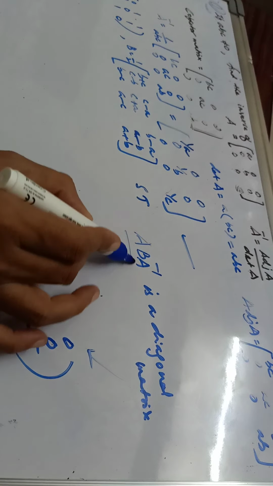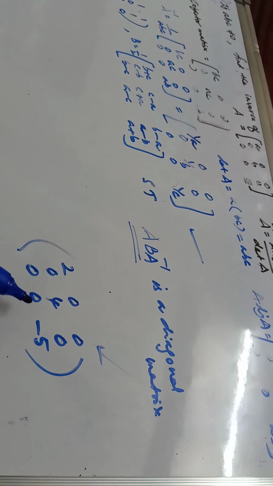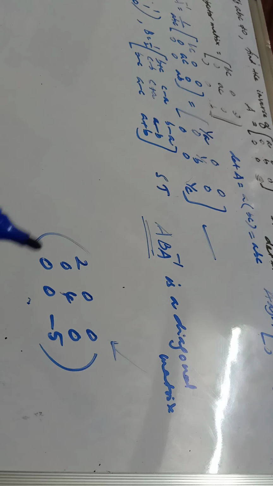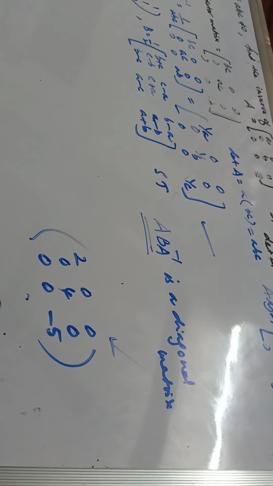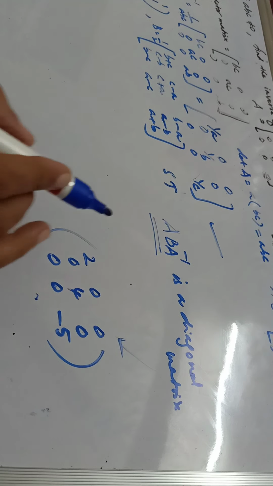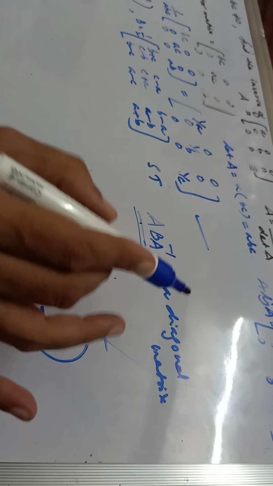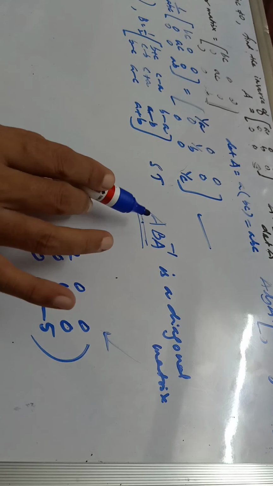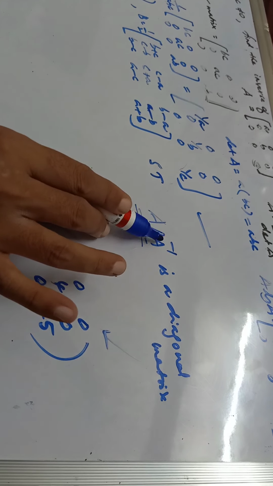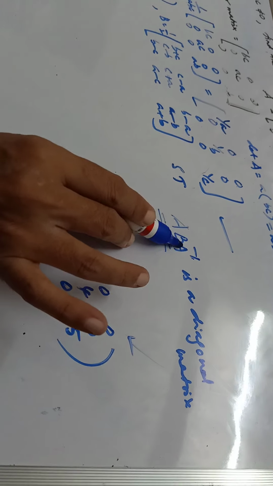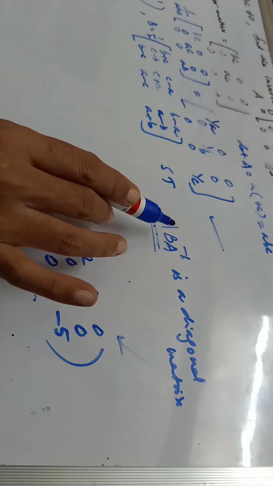So on simplifying this, we should get a matrix in which all the non-diagonal elements are zeros. So we have to prove that this is a diagonal matrix. Here in this we have to find A inverse. So let us find AB at first.